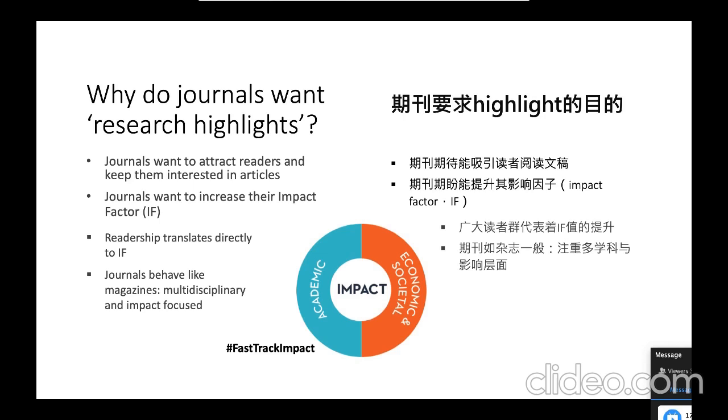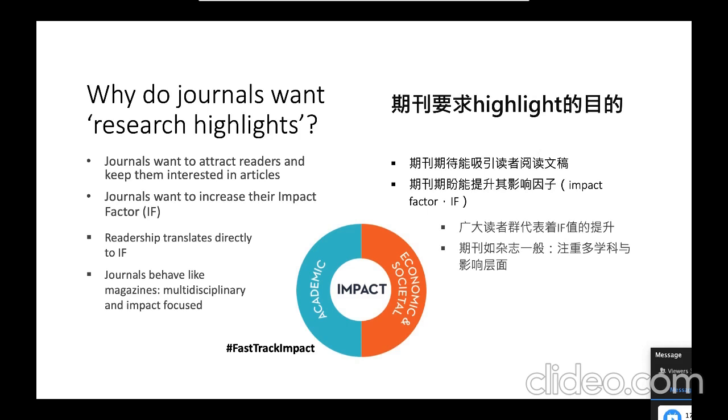People want to know the contents of an article. Journals want research highlights. Journals want to attract readers, keep them interested in articles. We want to increase our impact factor as journal editors. And of course, that's done by enhancing readership. Readership translates directly into impact.